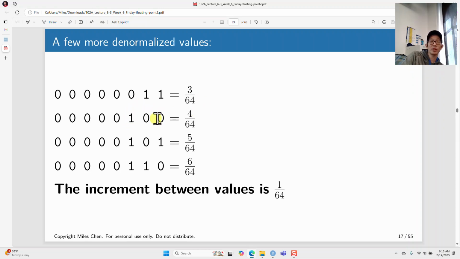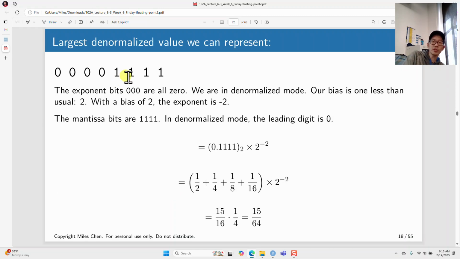And counting up in binary, we end up at 4/64, and then we get to 5/64, and then 6/64. And we keep going, and then the largest number we get in denormalized mode, we will have 1, 1, 1, 1 for the mantissa. I'm still in denormalized mode because my exponent bits are still all 0. So my exponent is still 2 to the negative 2. My mantissa bits are 0.1111, so that's going to be 15, all right? 1/2, 1/4, 1/8, 1/16. That's 15/16 times 2 to the negative 2, so that's going to be 15/64.